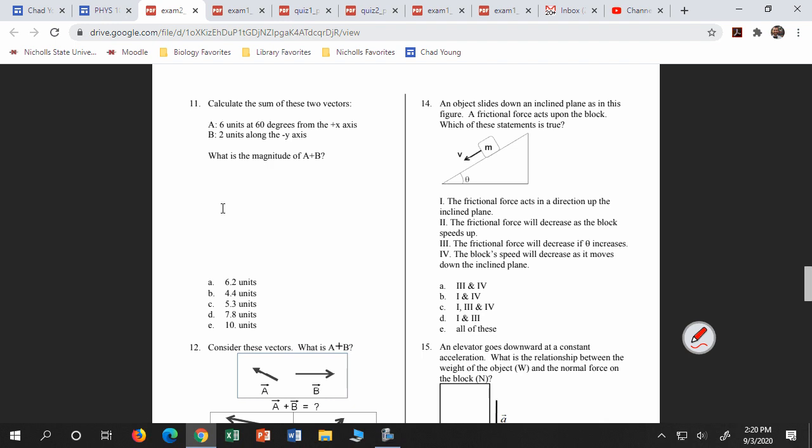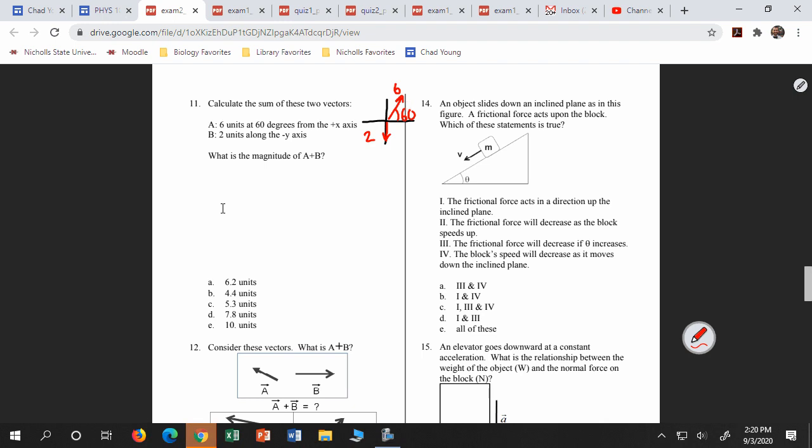So number 11, I think it's always useful to draw a picture first. So I start by drawing a picture. I have 6 units at 60 degrees. And then 2 units along the negative y-axis. And I want to know the magnitude of those 2 vectors.